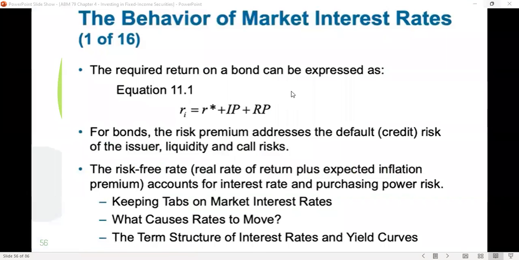The required return on a bond can be expressed as this formula. For bonds, there is the risk premium covering the default risk of the issuer, liquidity, and call risk. So this should be considered. We'll be talking about the behavior of market interest rates. So the risk-free rate is the real rate of return, plus the expected inflation premium, IP, which accounts for interest rate and purchasing power risk.